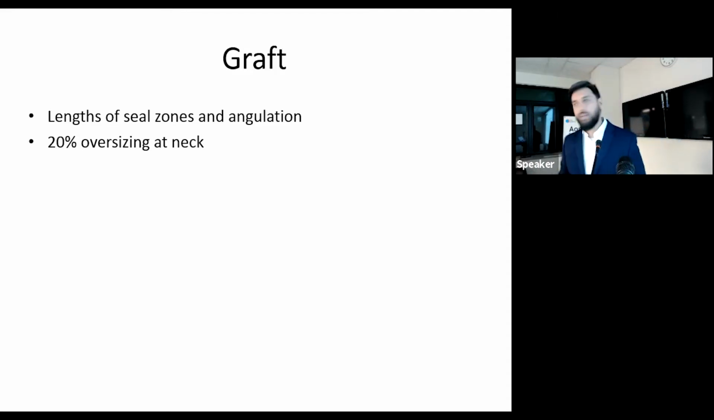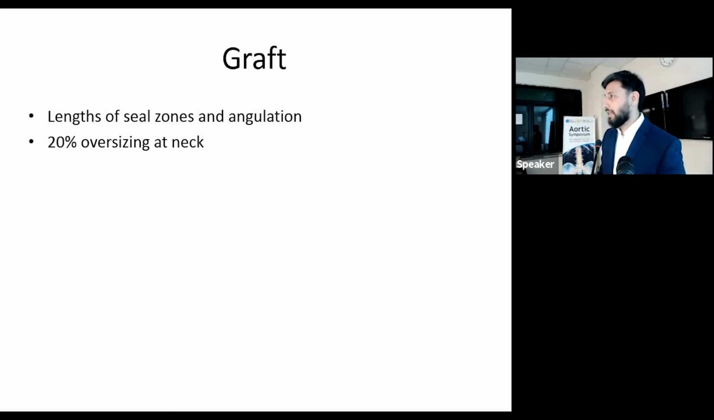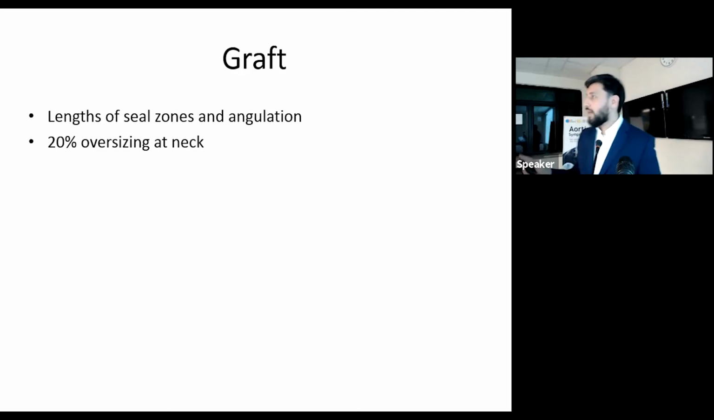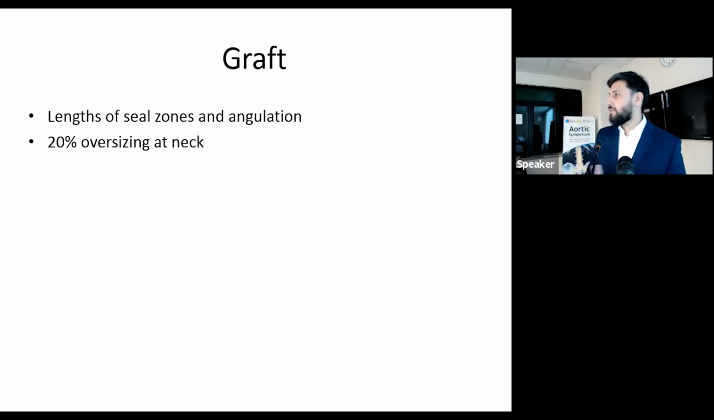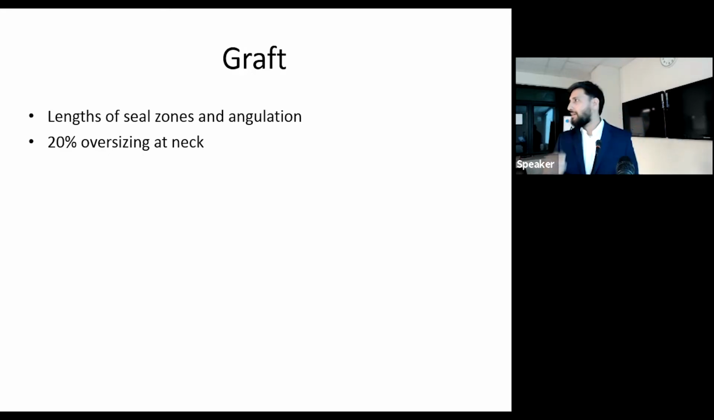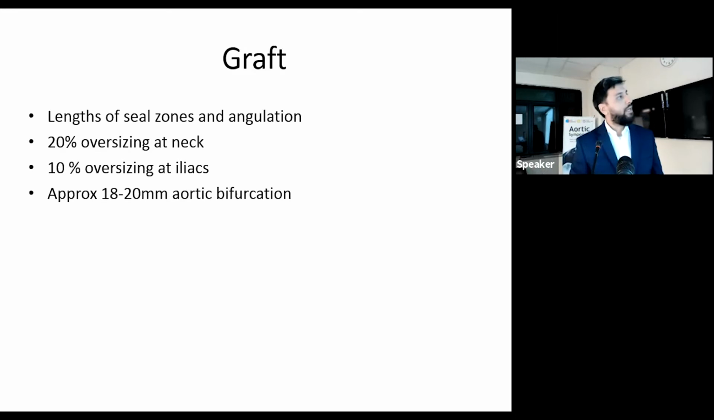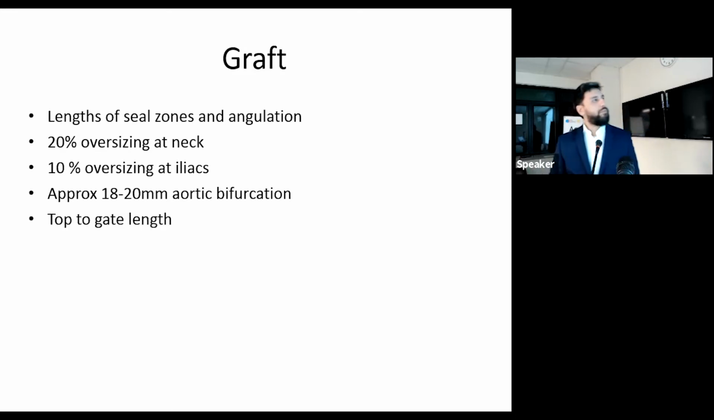And normally you're looking for 20% oversizing at the neck, roughly. And this is important. This is for aneurysms, not for dissections. Dissections, you do not oversize that much because you could turn a type B into a type A. But we're talking about abdominal aortic aneurysms here. And about 10% oversizing at the iliacs. Usually you need about 18 to 20 millimeters at the aortic bifurcation.